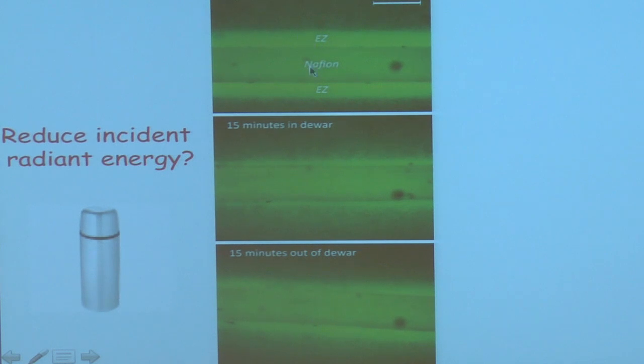So you can see the exclusion zone, and then you put it for 15 minutes in a dewar, a better one than this, and you can see that the exclusion zone is reduced by roughly half. And then you take it out carefully, and after 15 minutes, it's almost back to where it was. It takes 30 minutes or something, 35 minutes.